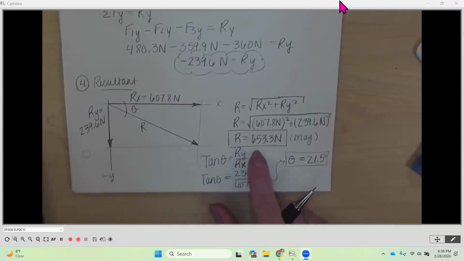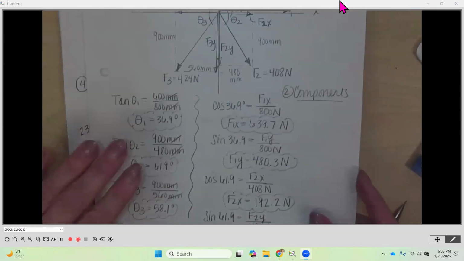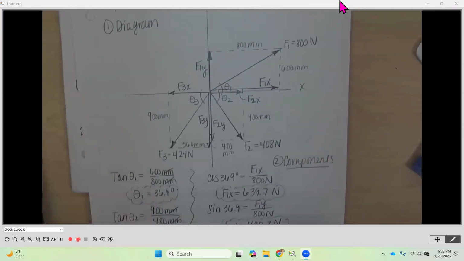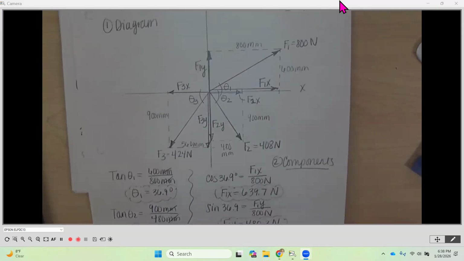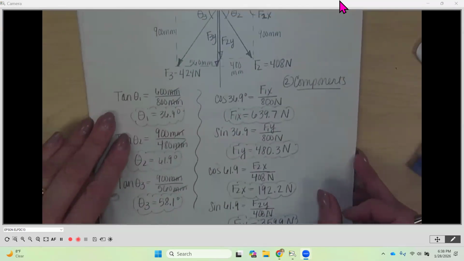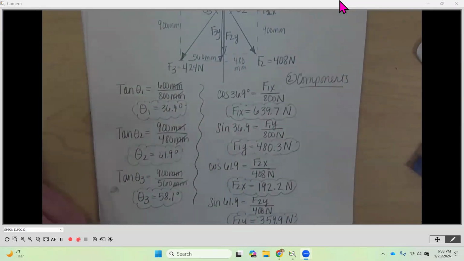So now this force could replace those three separate forces and have the same net effect on that bolt. Okay. Any questions? All right. Now that is the last practice problem that you have to hand in. Okay. So I'm going to stop our recording.